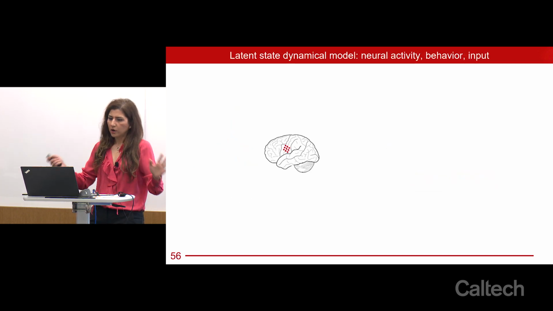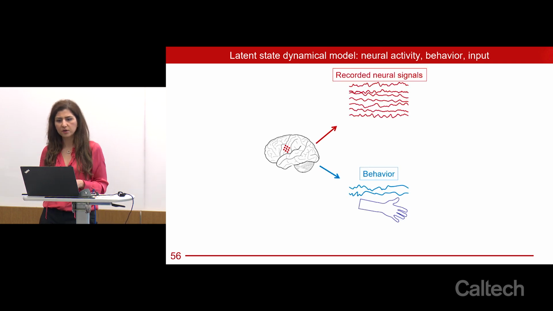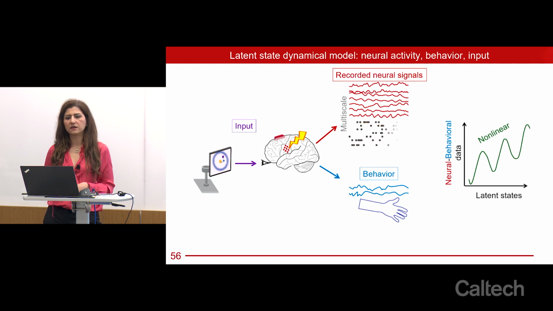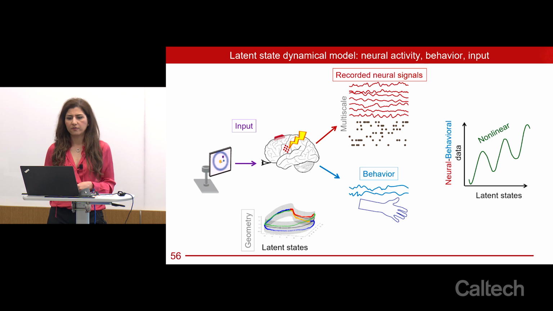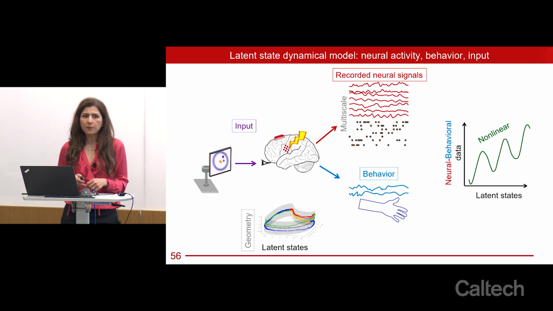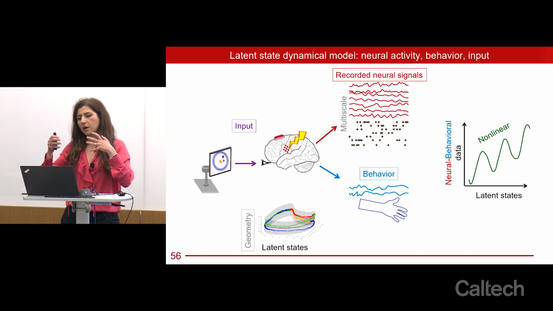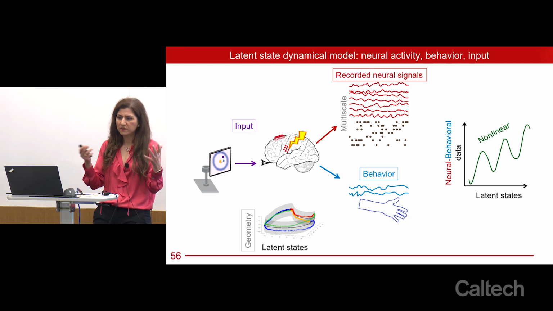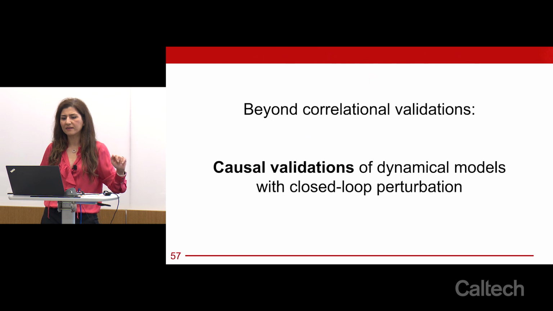OK, so I've shown you the elements that we can build on top of a dynamical system model. I added behavior, input, I made things nonlinear, I showed you multimodalities and multi-scale extensions, and finally geometry. Now before I end, I want to talk about going beyond correlational validation, which is what we focused on so far, towards causal validations. In particular, of course, these models already have a lot of application in offline analysis.